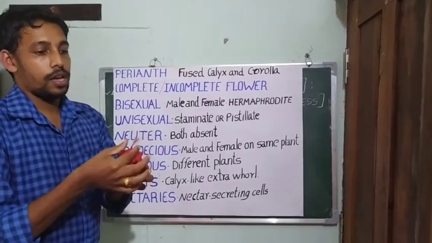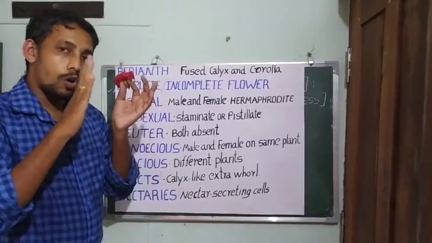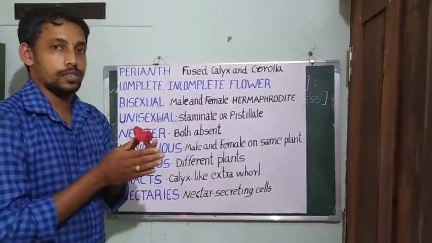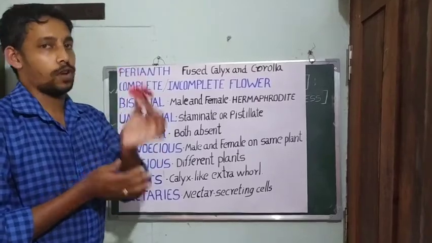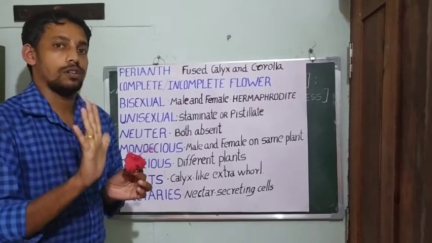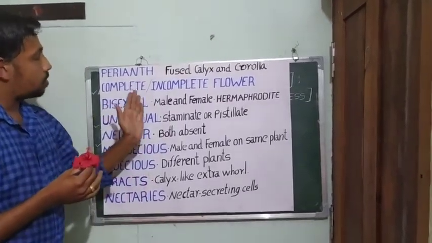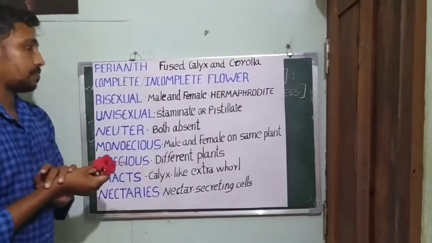So in this typical example, we can see that this is a complete flower because there is calyx, corolla, androecium, and inside that we can see the gynoecium. So all these floral parts are present. So it is a complete flower. If any one is absent, it can be considered as an incomplete flower.